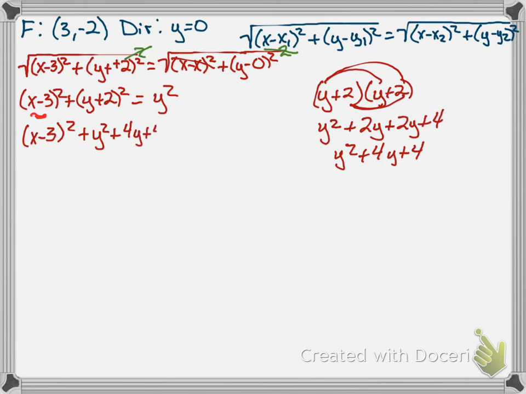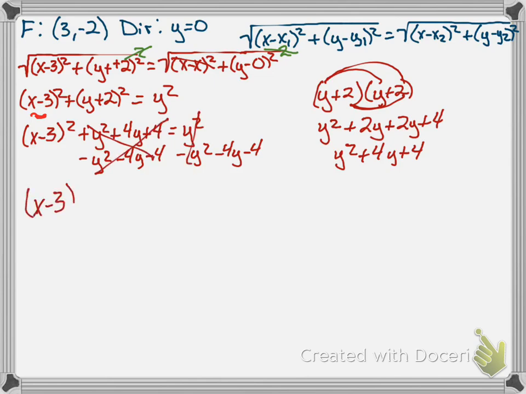Remember that if you need to, pause the video. Okay, I'm going to move my y's and all of that, my expanded form, over by subtracting everything. My y squares cancel, so I have (x minus 3) squared is equal to negative 4y minus 4. Now I'm going to factor out. My greatest common factor is negative 4, so I end up with negative 4 times (y plus 1).